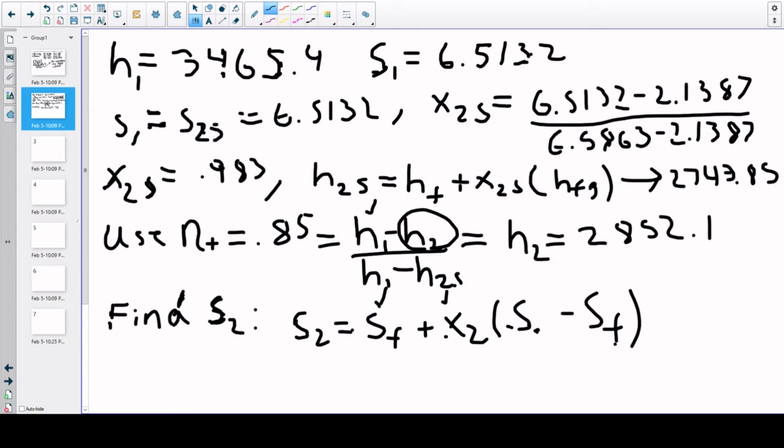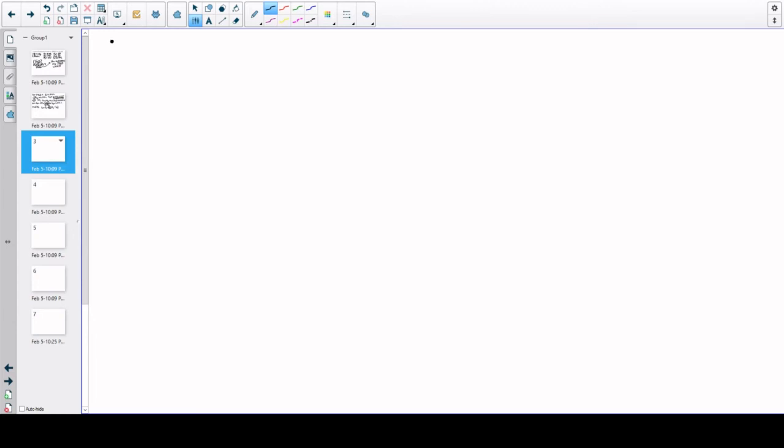But for our problem, if you go to the tables, you will find that our H2 value is greater than the maximum H2 value at 10 bars, which is 1 megapascal, which is our pressure 2. So that means we know this thing is superheated.